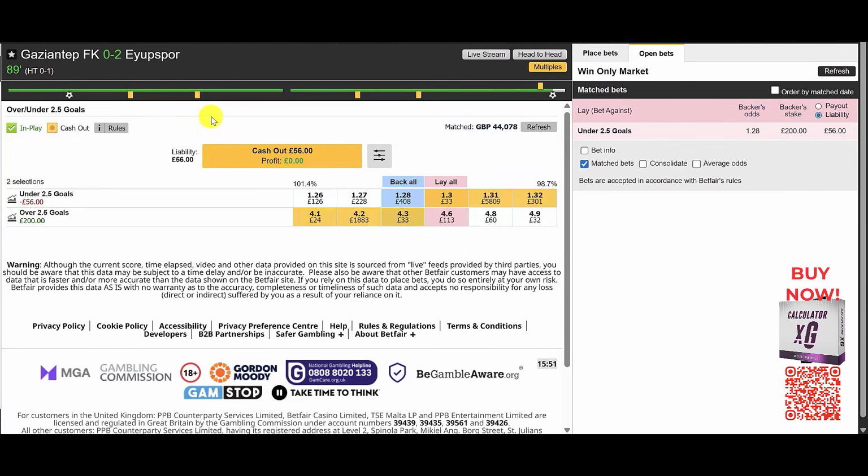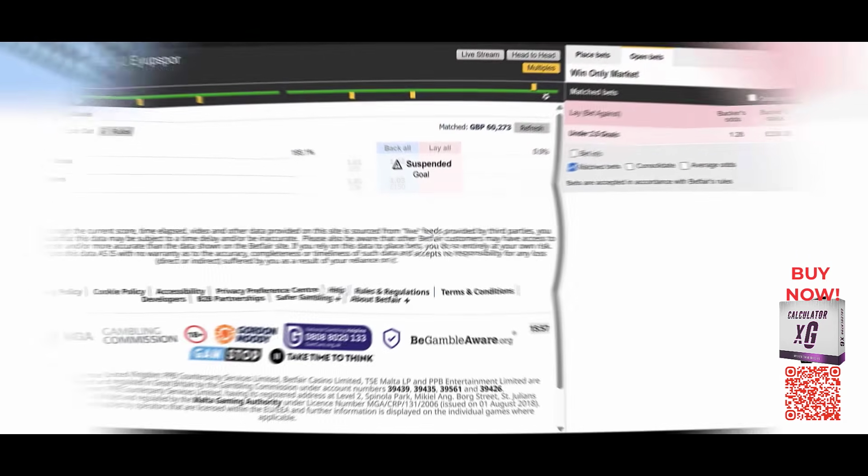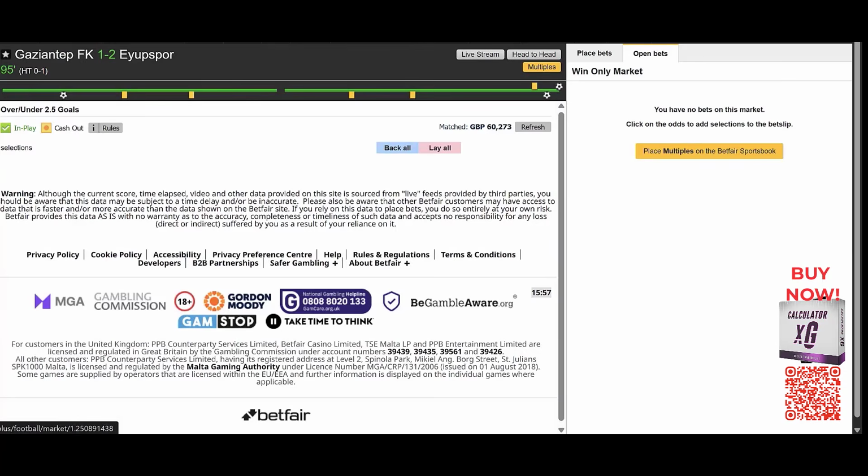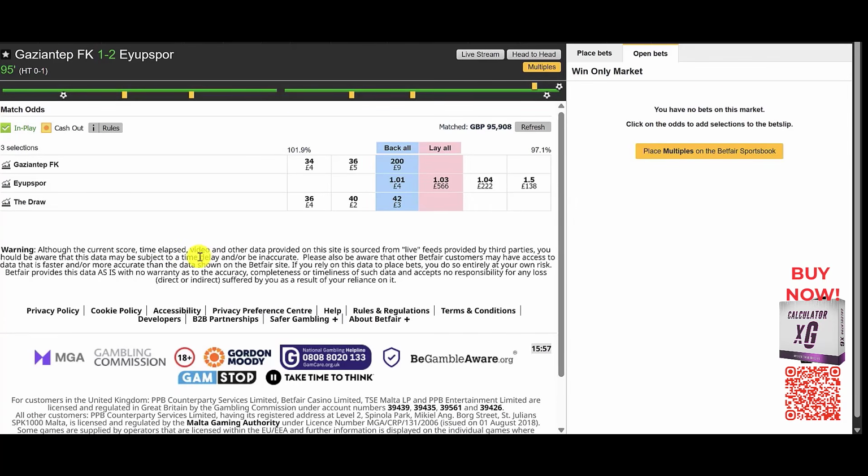89 minutes. We're going into time added on. We're going to make a profit on this. It's just a matter of how much. 95 minutes on the clock. The goal that we were expecting, that 3rd goal, it has arrived. And as you can see, we were fully justified in going to chase that 3rd goal. So anyway, it's gone to 2-1. I don't think there's much time left to play on this one anyway.